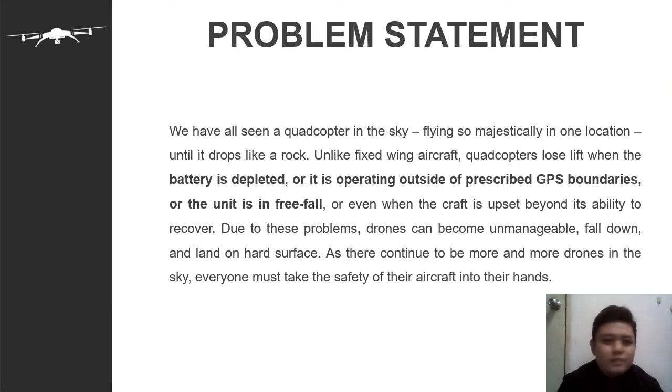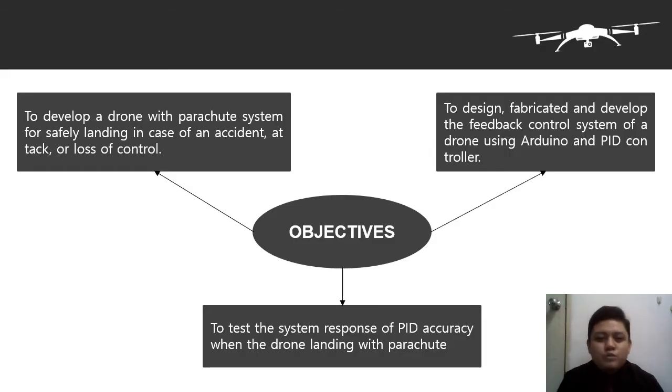So next, problem statement. We have all seen a quadcopter in the sky flying so majestically in one location until it drops like a rock. Unlike fixed wing aircraft, quadcopters lose lift when the battery is depleted, or when operating outside of prescribed GPS boundaries, or when the unit is in free fall, or even when the craft is upset beyond its ability to recover. Due to these problems, a drone can be unmanageable, fall down, and land on a hard surface. As there continue to be more and more drones in the sky, everyone must take the safety of their aircraft into their own hands. So next, I will explain to you about my objective.